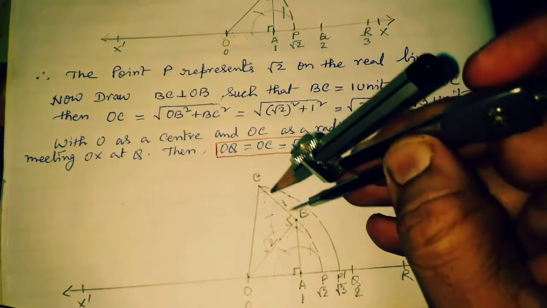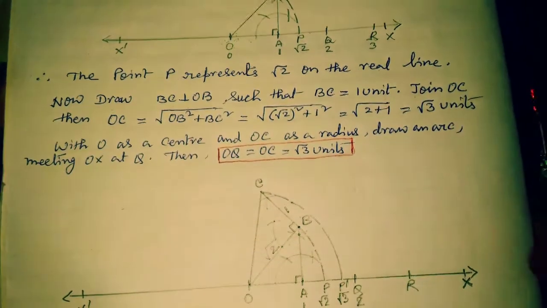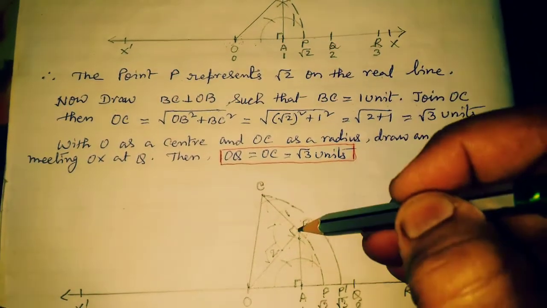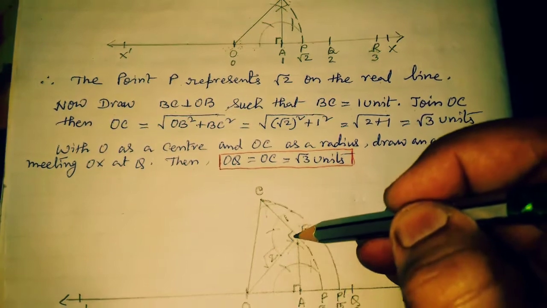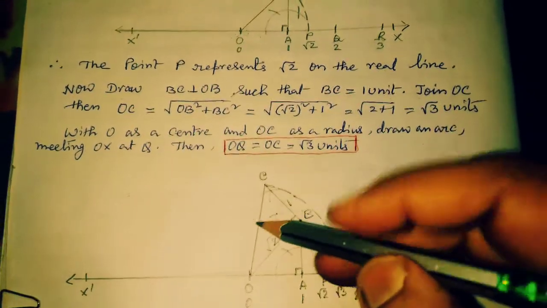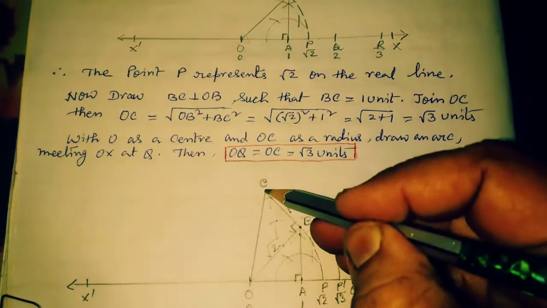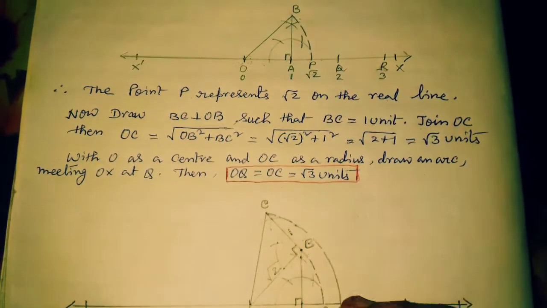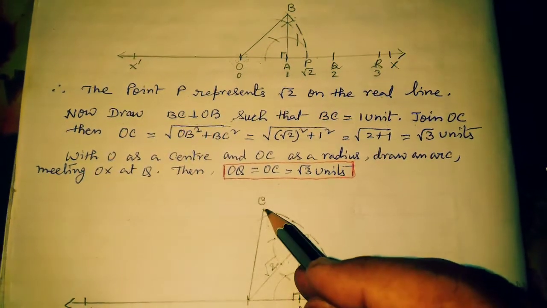So after that we have joined BC, and this BC's length is how much here? 1 unit. This is the perpendicular, meaning 90 degrees. After drawing this we'll join OC. So if you join OC, we see that the triangle OBC is a right angle triangle.